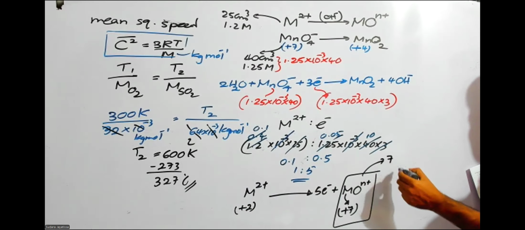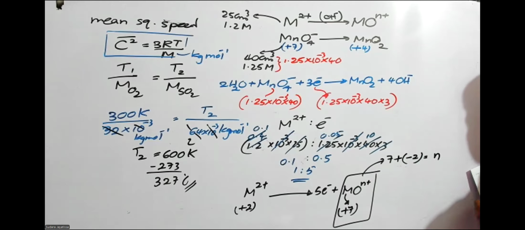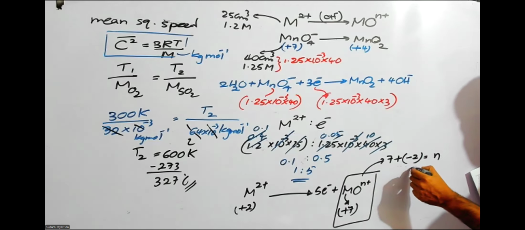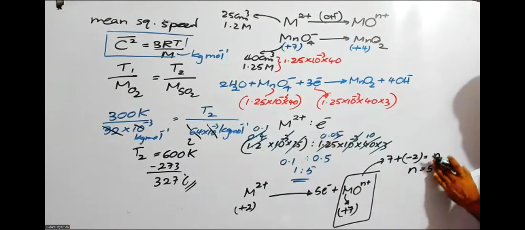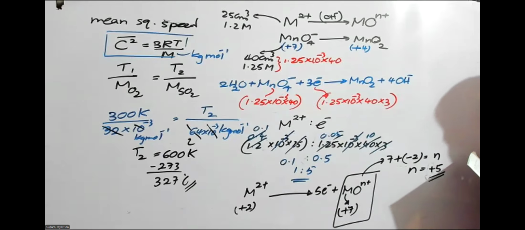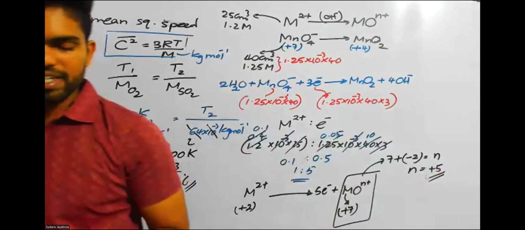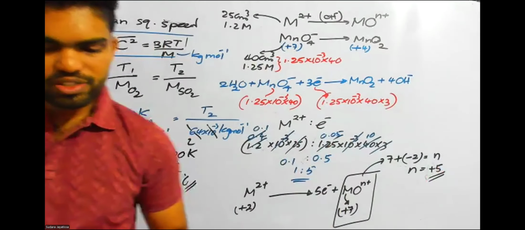Okay. So 7 plus -2 for the oxygen is equal to n. n is the charge. So it is 5. They're asking just the value. It is 5. Is that clear? Can I see how many of you got that answer? It was a good question.